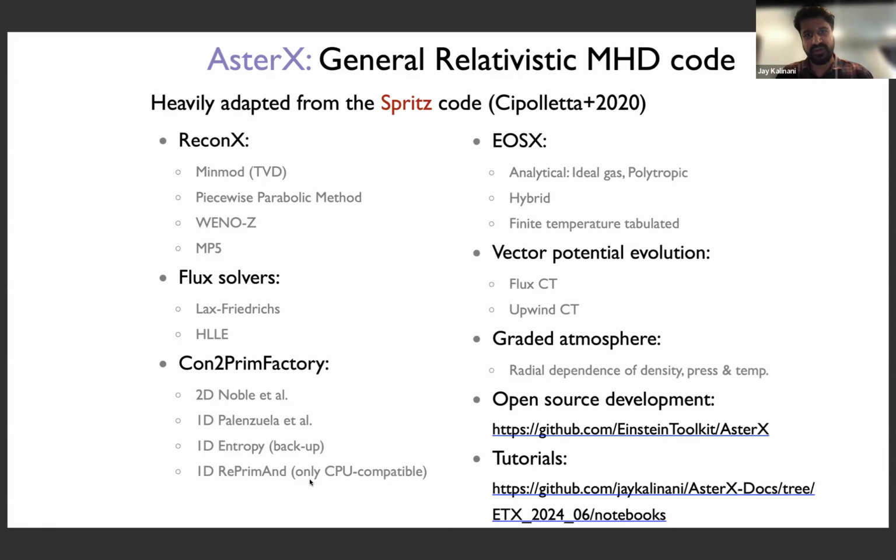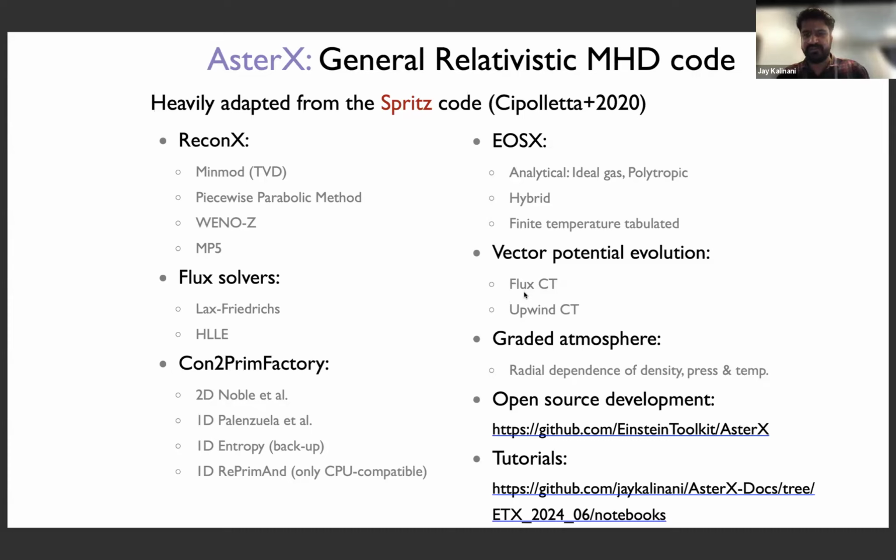Then we have a module for the equations of state, called EOSX, which provides support for the simple analytical equation of state, the hybrid one, as well as now the finite temperature tabulated one. We are currently testing these implementations as we speak. Then for the vector potential evolution, we have the option of computing the electric field through the standard flux CT approach, but this can be a bit error prone. So there is also the more robust upwind CT approach that has been implemented.